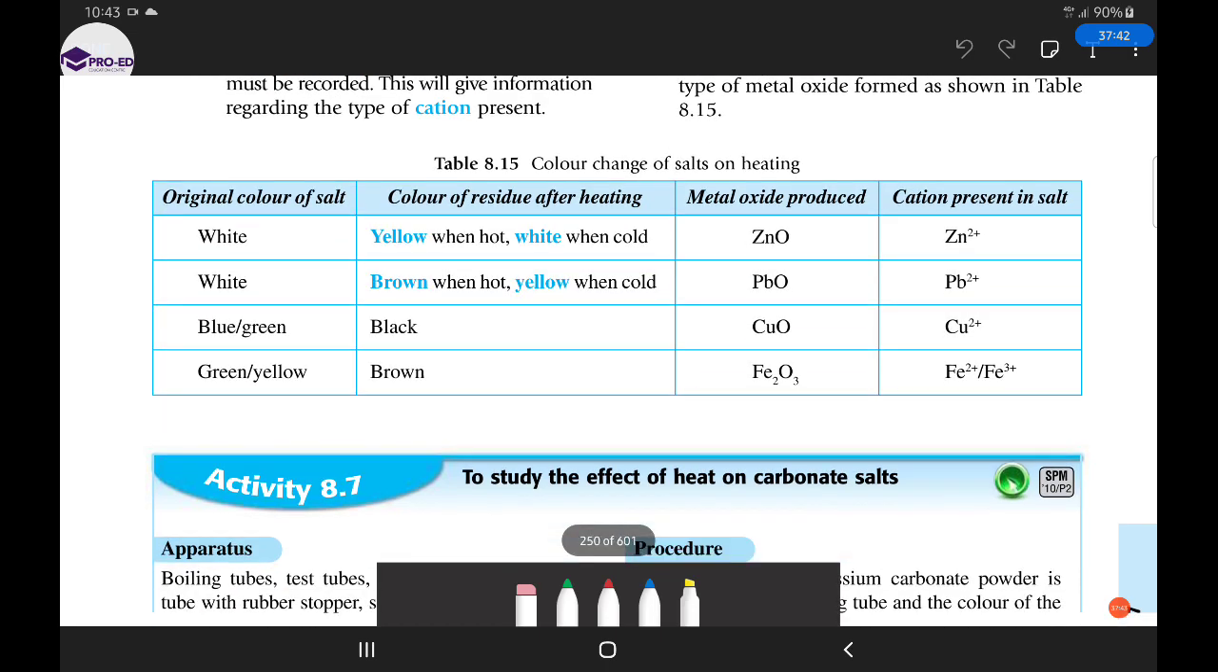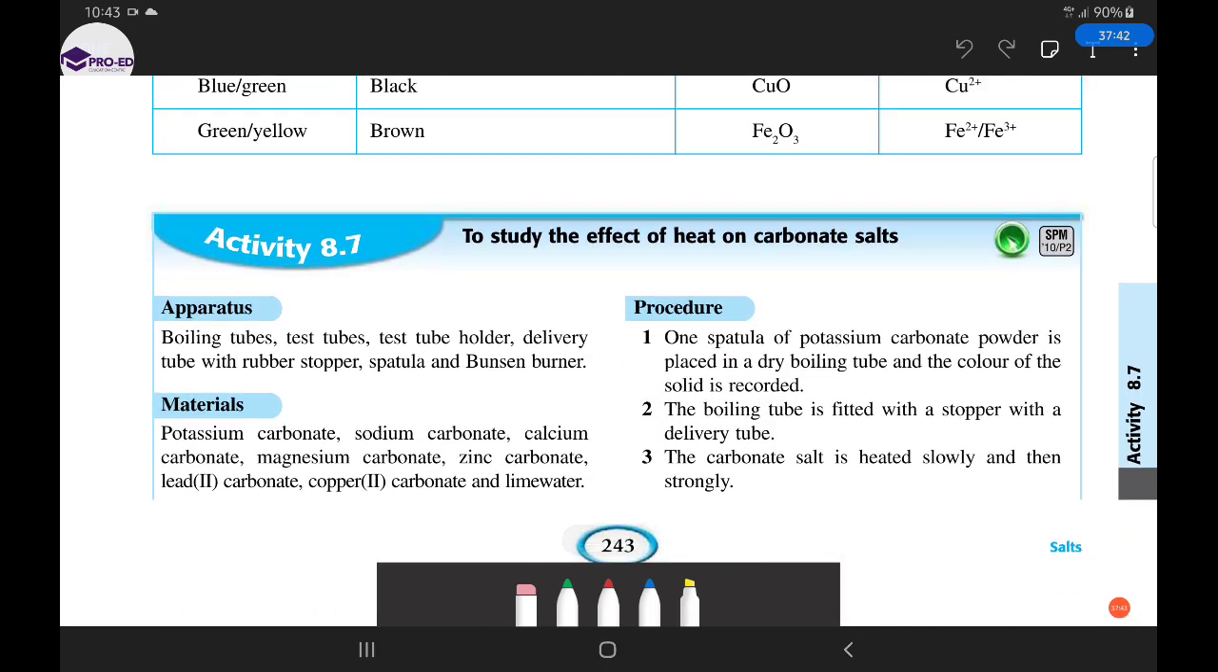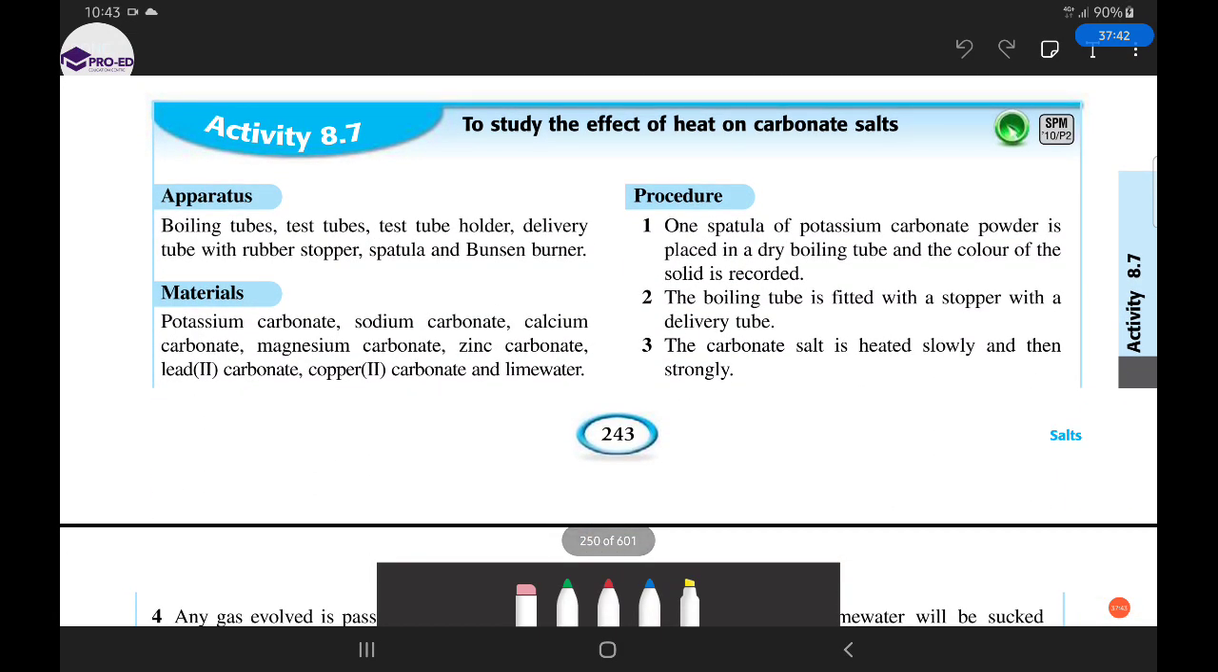Okay guys, so let's just take that all off. Keep the book in its original form. We're actually done with the effect of heat for all the salts. Now we just have to prove it in an activity, but I'm just going to breeze through this activity again because you kind of know it.